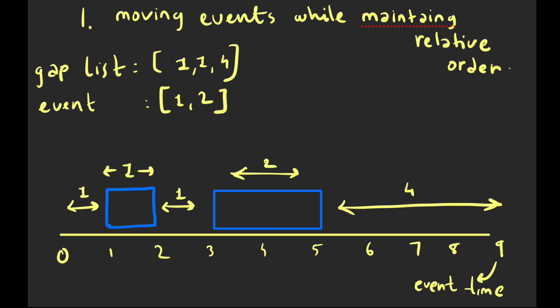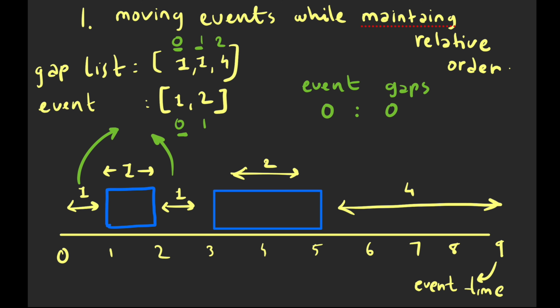Okay, so let's see for this particular event, which is present at index 0. For the event which is present at 0, we would be summing up the gaps which are present at index 0 and 1.